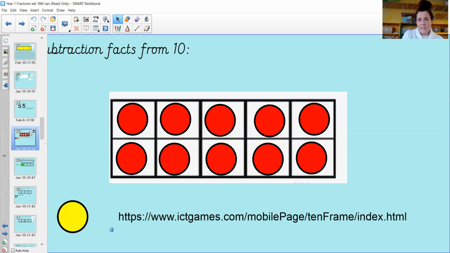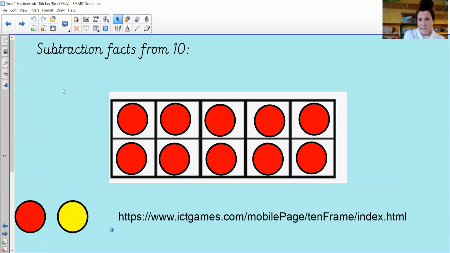And today, our fluency, our counting, is we're going to revisit this. We're going to go to our subtraction facts from 10. But I thought today, instead of just saying those subtraction facts, you could have a go at maybe writing them down, if that's okay with you.